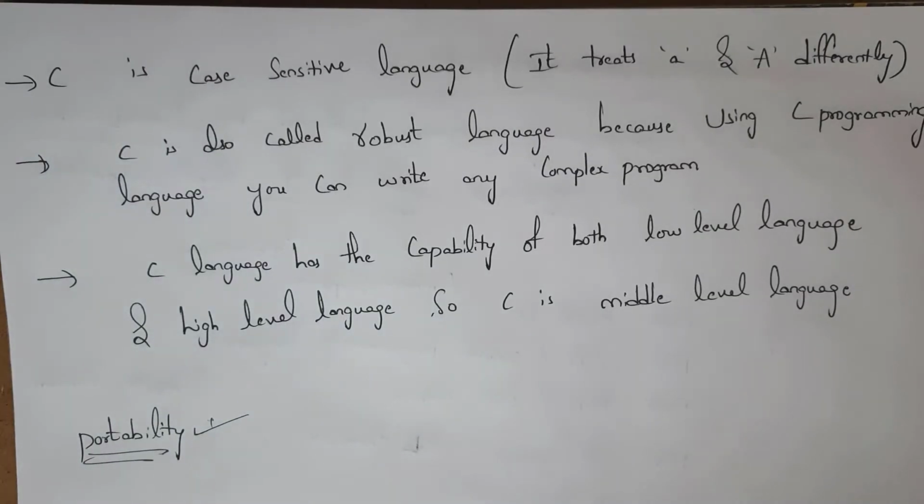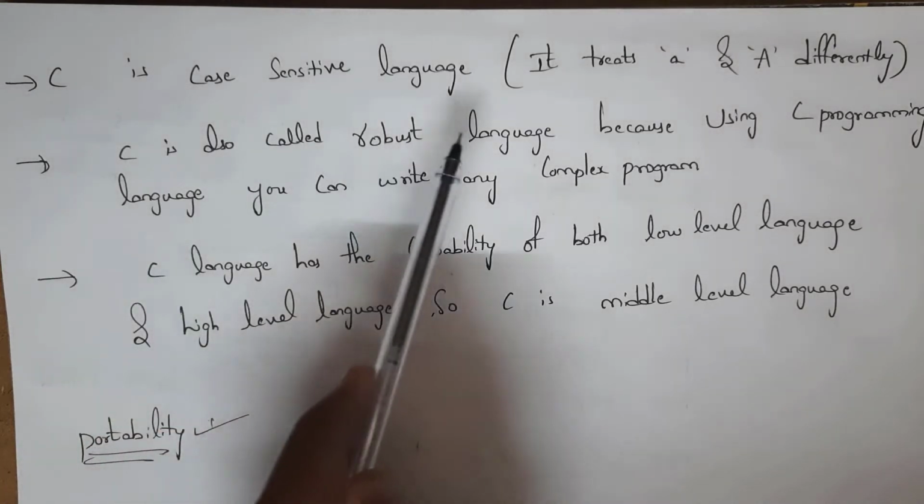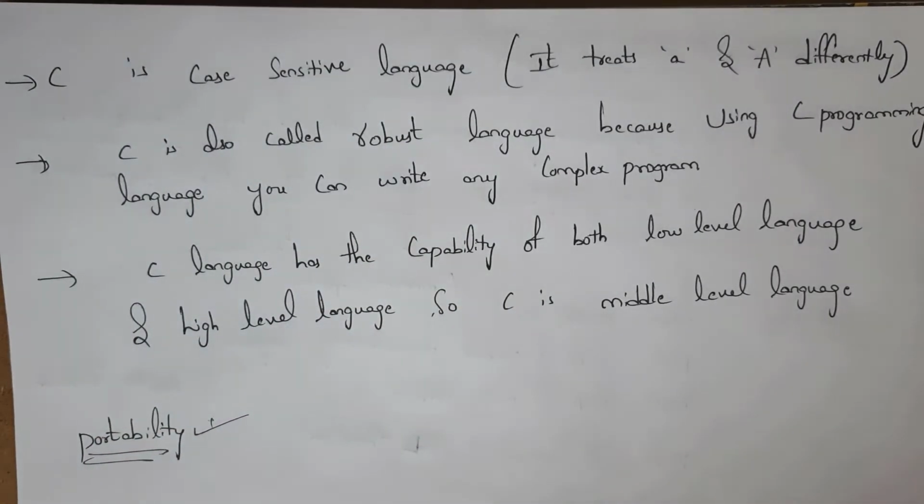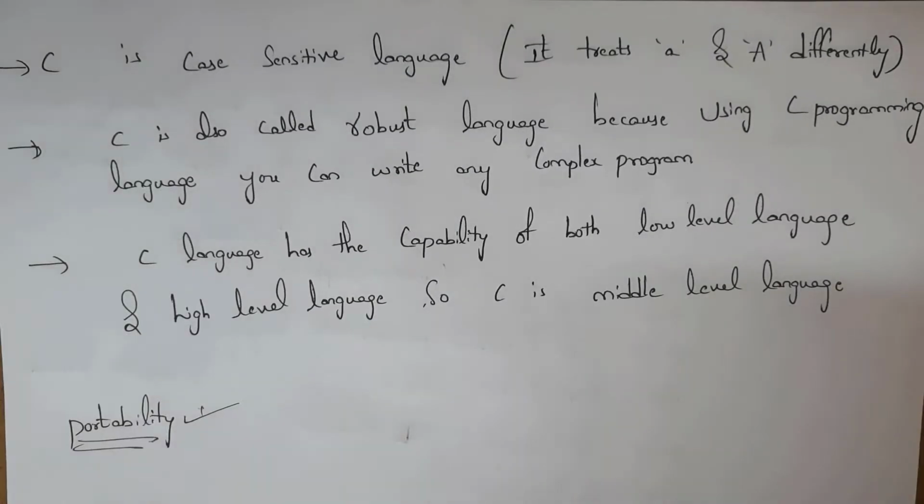C is case sensitive language. For example, if you consider small a and capital A, both are not same. It will treat capital A and small a differently. This is meaning of case sensitive language. C is also a robust language because by using C language, we can develop complex programs. So we call this C language as robust language. We can also call this C language as middle level language because C has capability to understand both low level language and as well as high level language.